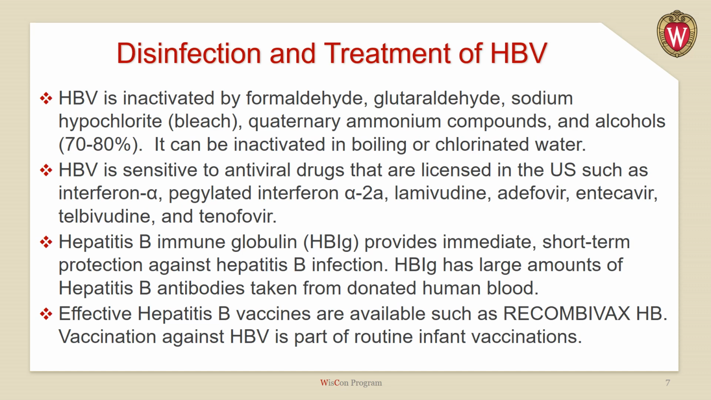HBIg, provides immediate short-term protection against hepatitis B infection. HBIg has large amounts of hepatitis B antibody taken from donated human blood. Effective hepatitis B vaccines are available, such as Recombivax HB. Vaccination against HBV is part of routine infant vaccinations.